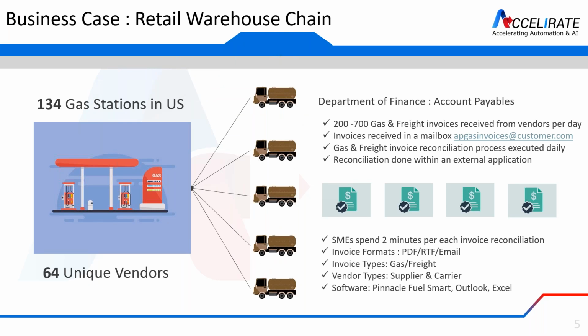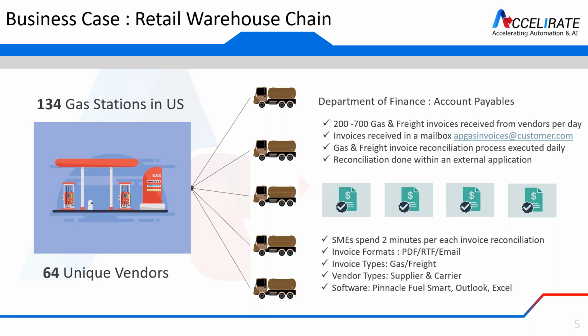So we would like to share a business case that we recently executed for one of our major financial clients. Just to give you a brief idea about the problem statement, our client had around 134 gas stations within the US region, and 64 unique vendors used to deliver the gas and freight invoices on a daily basis. Each of these vendors used to email their invoices to the account payables team, which would fall under the Department of Finance. They used to email about 500 to 700 gas and freight invoices per day on a dedicated shared mailbox, which is called AP gas invoices and AP freight invoices. And our client team consists of about 25 SMEs, subject matter experts, who are responsible for reconciling these invoices on a daily basis. And they had an SLA of about 24 hours.